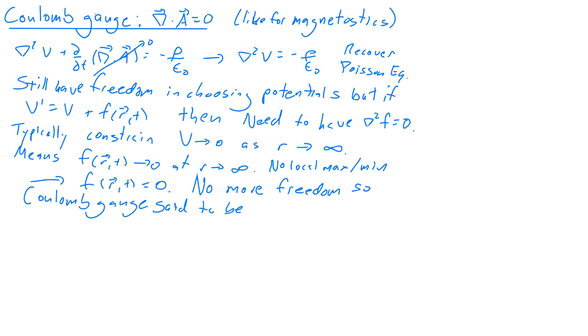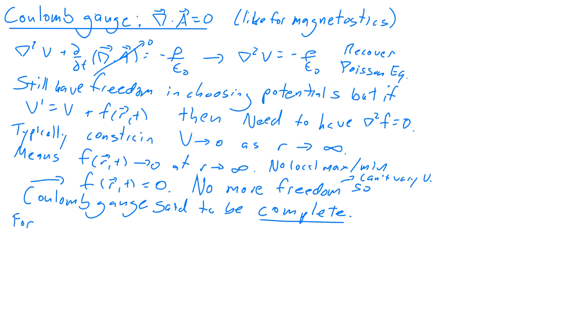So we call this complete, right? We say that the divergence of A is equal to zero and we cannot vary V. So a few things, right? We worked with in the Coulomb gauge before.